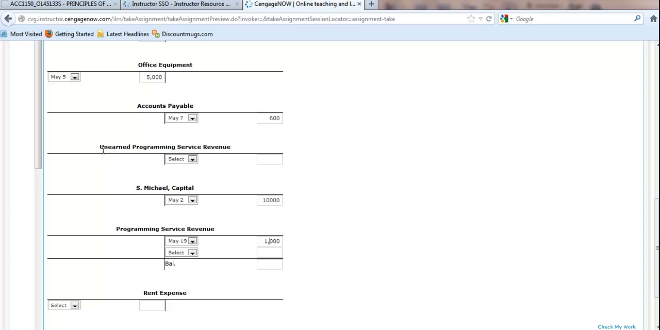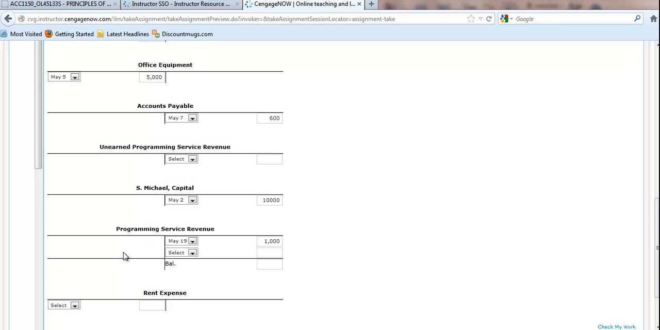Now I just want to point out here real quick, you'll see this unearned programming service revenue. That is not your revenue account. That is actually a liability account. Not only would you maybe owe somebody money, but maybe somebody's going to pay you in advance for services that you will owe them. So that's a situation where we would use this account, and you're going to see that here in just a minute. But for May 19th, I've increased my programming service revenue account.